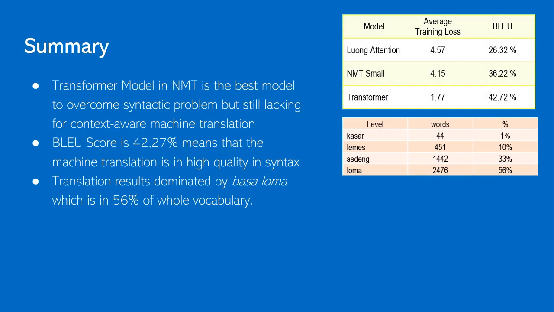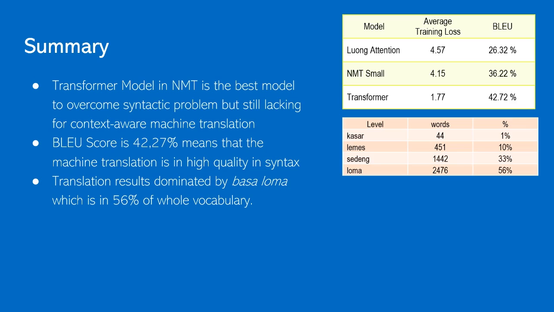From our discussion, here is the summary. By conducting the test on the best models in neural machine translation to overcome the context problem, we found that the transformer model in NMT is still lacking for context-aware machine translation. But it is the best model to overcome the syntactic problem. This is based on our comparison with the other two candidate models, the attention and small NMT model. This is shown by a 42% BLEU score.